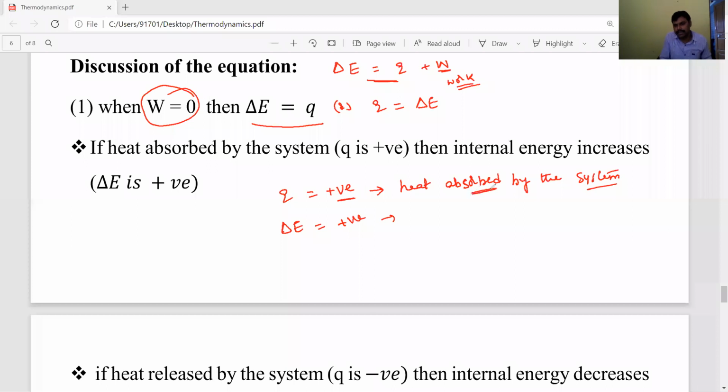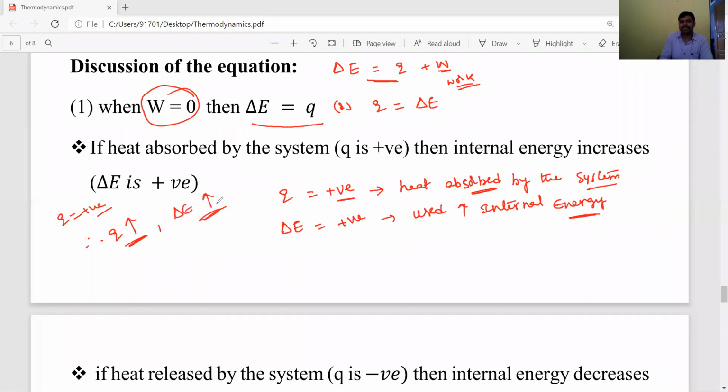Then the heat absorbed by the system will be utilized to increase the internal energy. Means if Q is positive and the Q value increases, then the delta E value also increases. If the system absorbs heat, then the internal energy increases because the Q and delta E signs are both the same. If Q is positive, delta E is also positive.